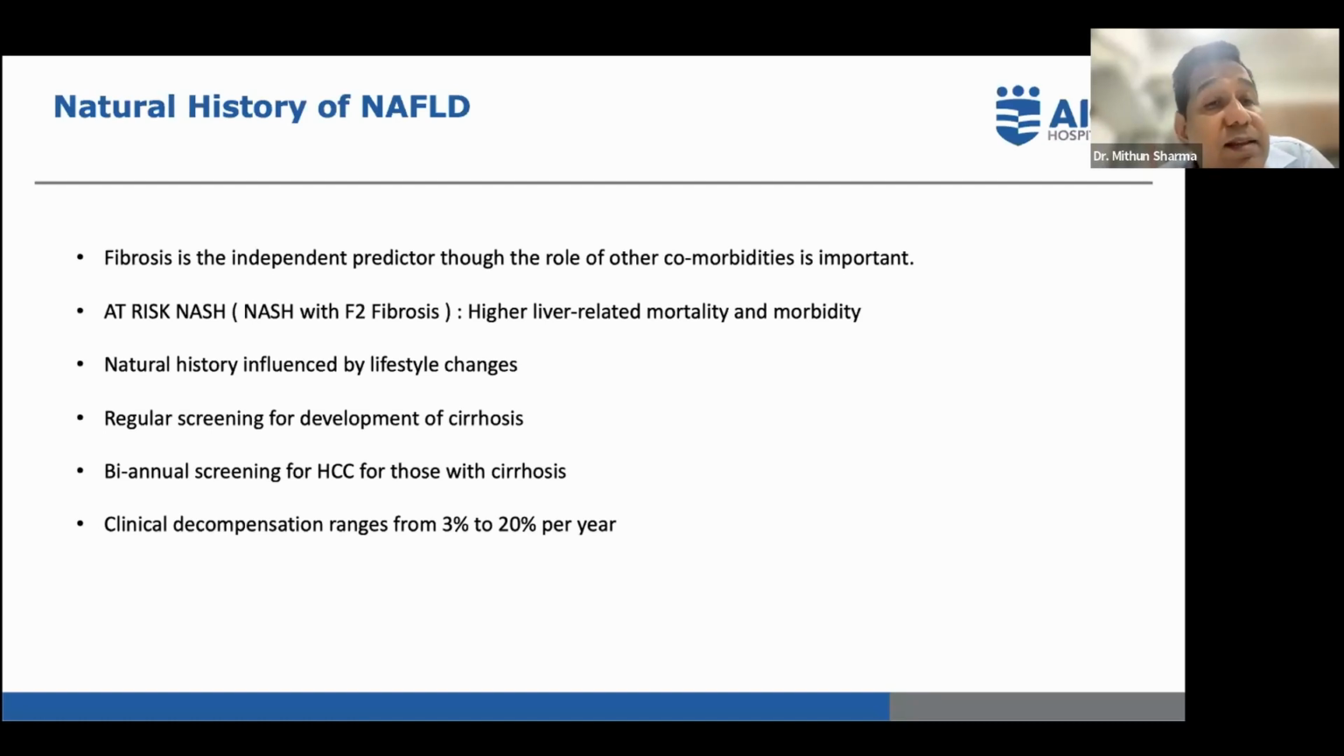We all understand that the natural history of the disease is influenced by lifestyle changes, and therefore it is important that people with at-risk NASH are regularly screened for the development of cirrhosis. And those patients who have developed cirrhosis should have biannual screening for HCC with an ultrasound and an alpha-fetoprotein. Patients who are compensated can decompensate at a rate ranging from 3 to 20% per year.